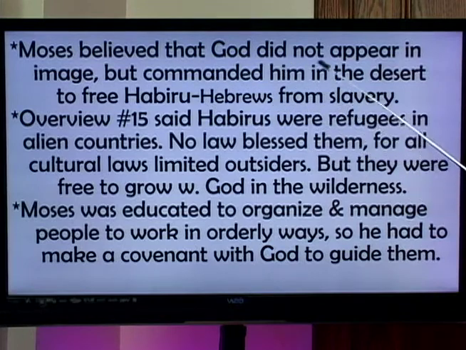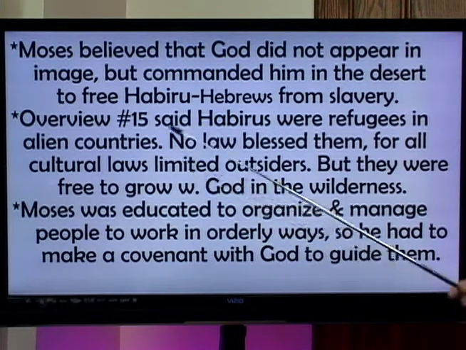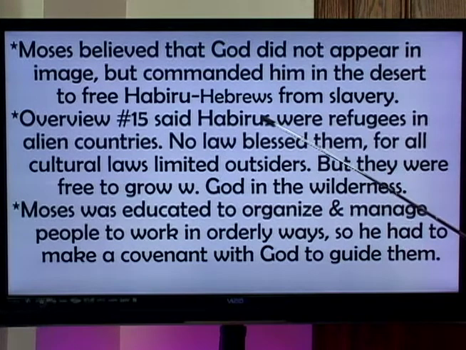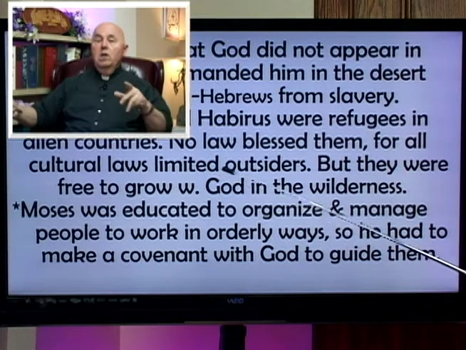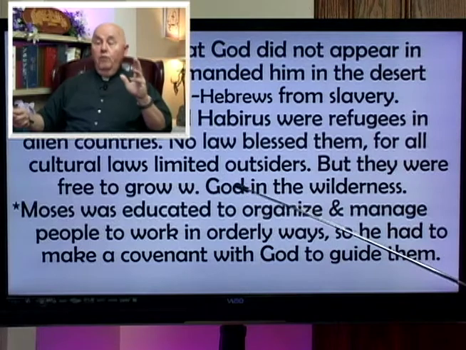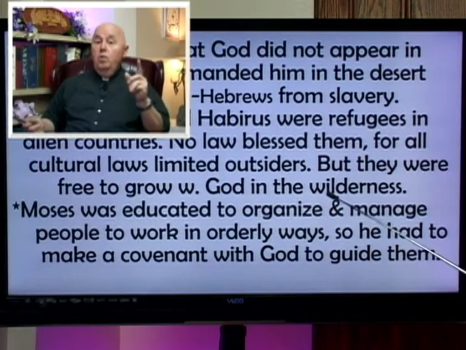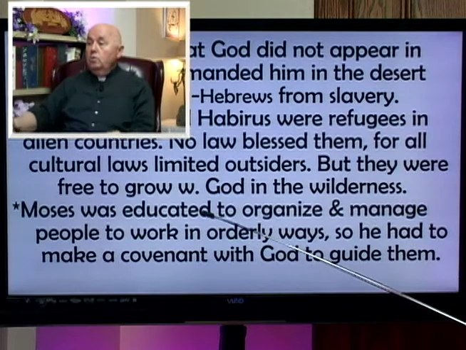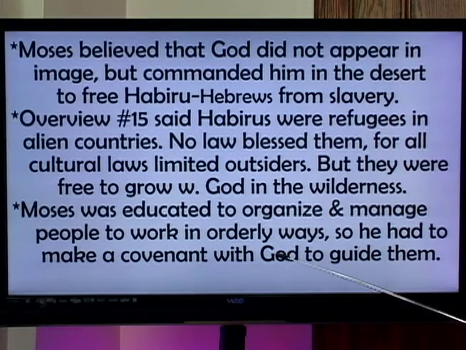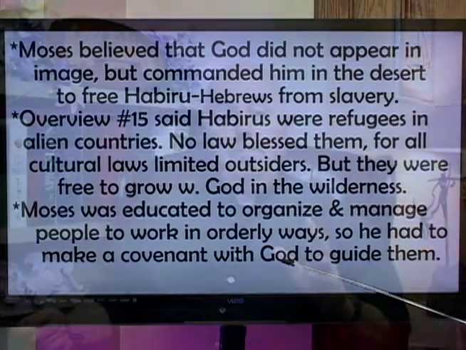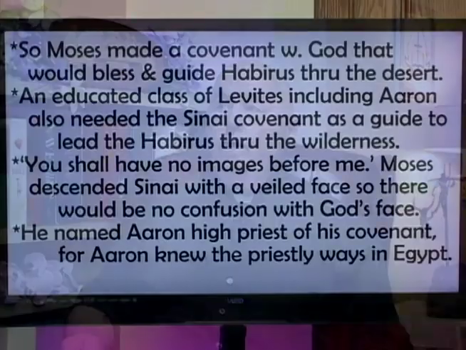Moses believed that God did not appear in image, but commanded him in the desert to go free Hebrews from slavery, his voice and his words, but no image. Overview 15 said Habirus were refugees in alien countries. No law blessed them, for all cultural laws limited outsiders and aliens. But they were free to grow in God in the desert wilderness, and this is so important. Moses was educated to organize and manage people to work in orderly ways. So he had to make a covenant with God to guide the Habirus through the desert. We go on to our next screen.